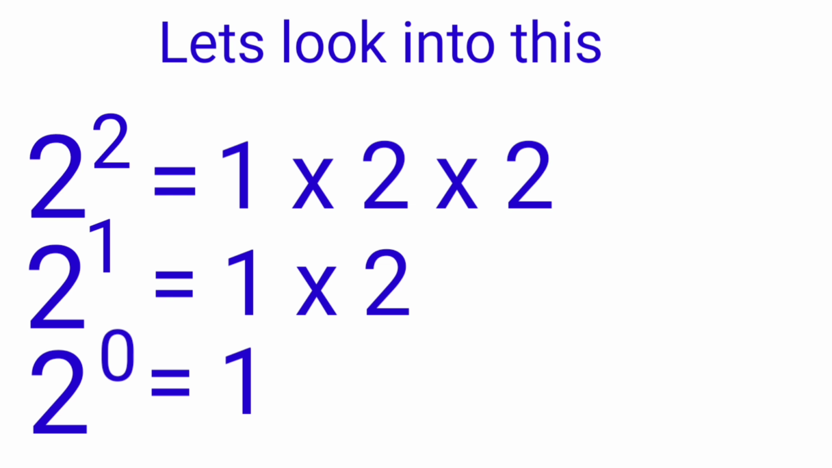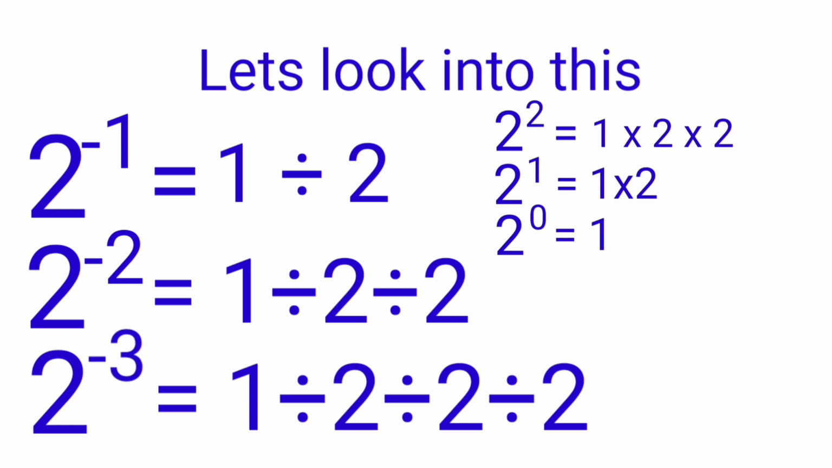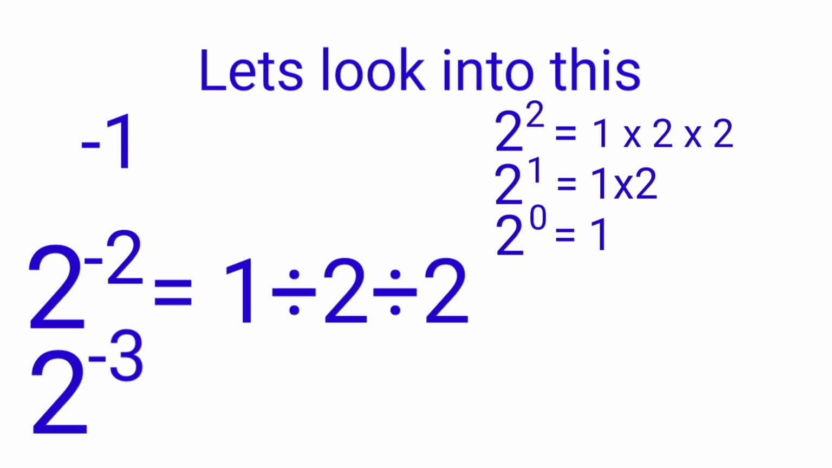And then what will we do when we get to the negative side? Let's see. 2 to the negative 1 is 1 divided by 2. Right? And then 2 to the negative 2 is 1 divided by 2 divided by 2. 2 to the negative 3 is 1 divided by 2 divided by 2 divided by 2.